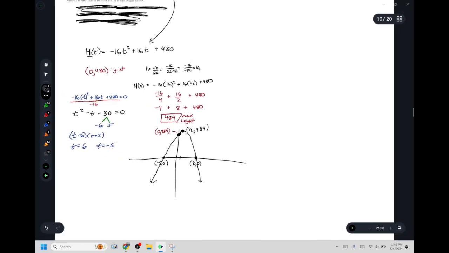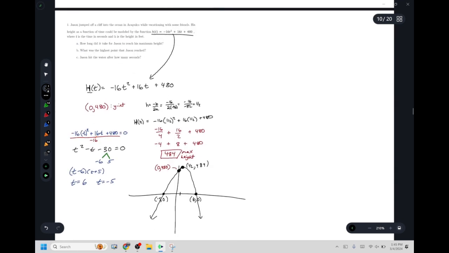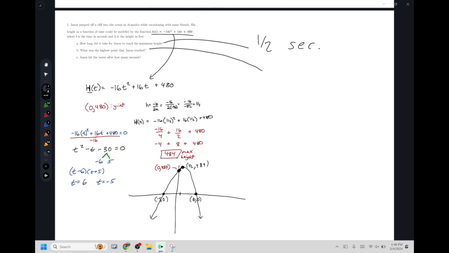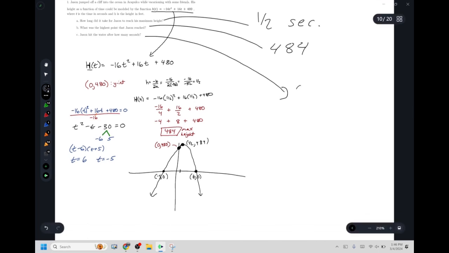And so now, with that in mind, you can answer some of these questions and say, how long did it take him to reach his max height? 1/2 of a second, right? What was the highest point Jason reached? And Jason hit the water after how many seconds? And we did all of that without knowing the questions, but it's just because it's all the same stuff.